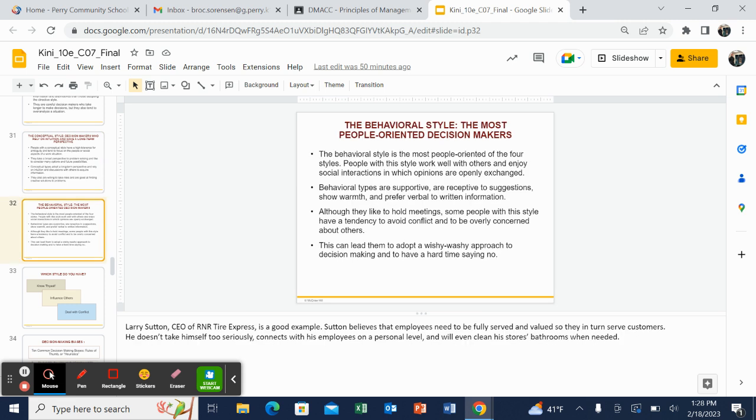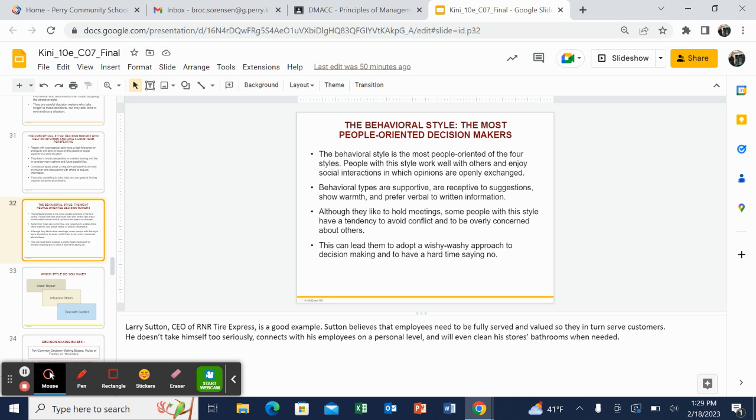All right, and then we have the behavioral style. So the behavioral style is the most people-oriented of the four styles. People with this style work well with others and enjoy social interactions in which opinions are openly exchanged. Behavioral types are supportive. They are receptive to suggestions, show warmth, prefer verbal to written information. And although they like to hold meetings, some people with this style have a tendency to avoid conflict and be overly concerned about others. This can lead them to adopt a wishy-washy approach to decision-making and have a hard time saying no.